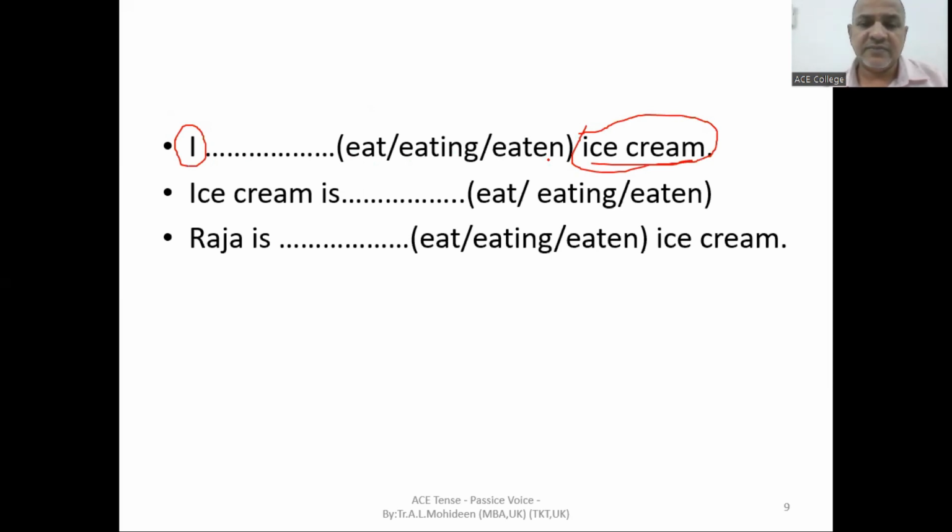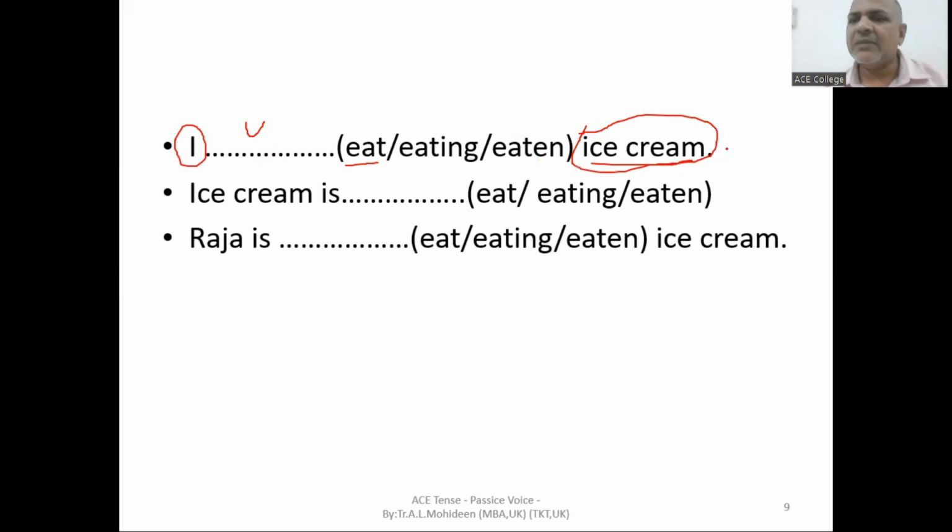I eat. I eat ice cream. I eating ice cream, eating is wrong. You have to put I eat ice cream. Why? I is a subject, and after that you need a direct verb. No ing. Because if you put eating, then you have to put I am eating, not I eat. Yes, I eat is correct. Or you have to put I am eating.